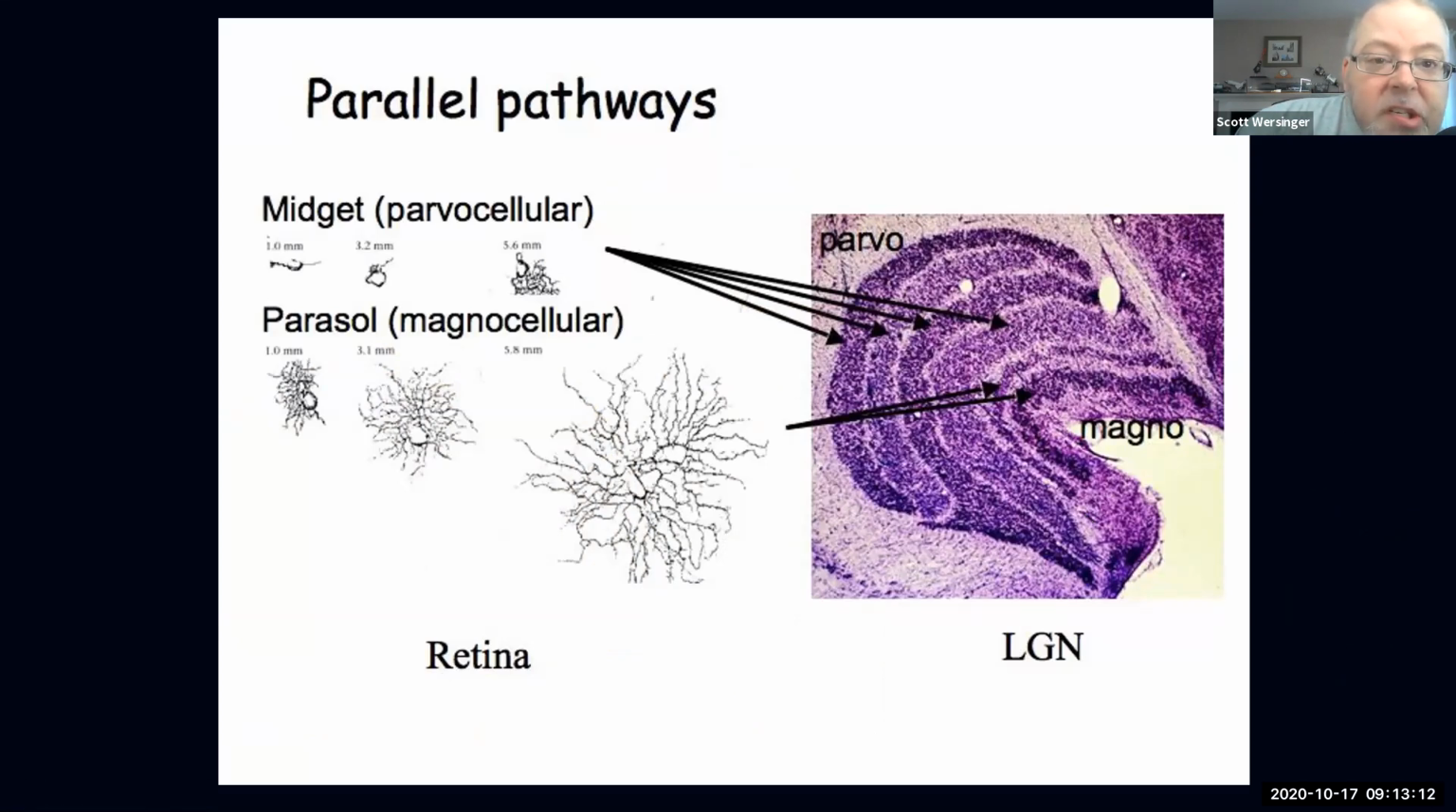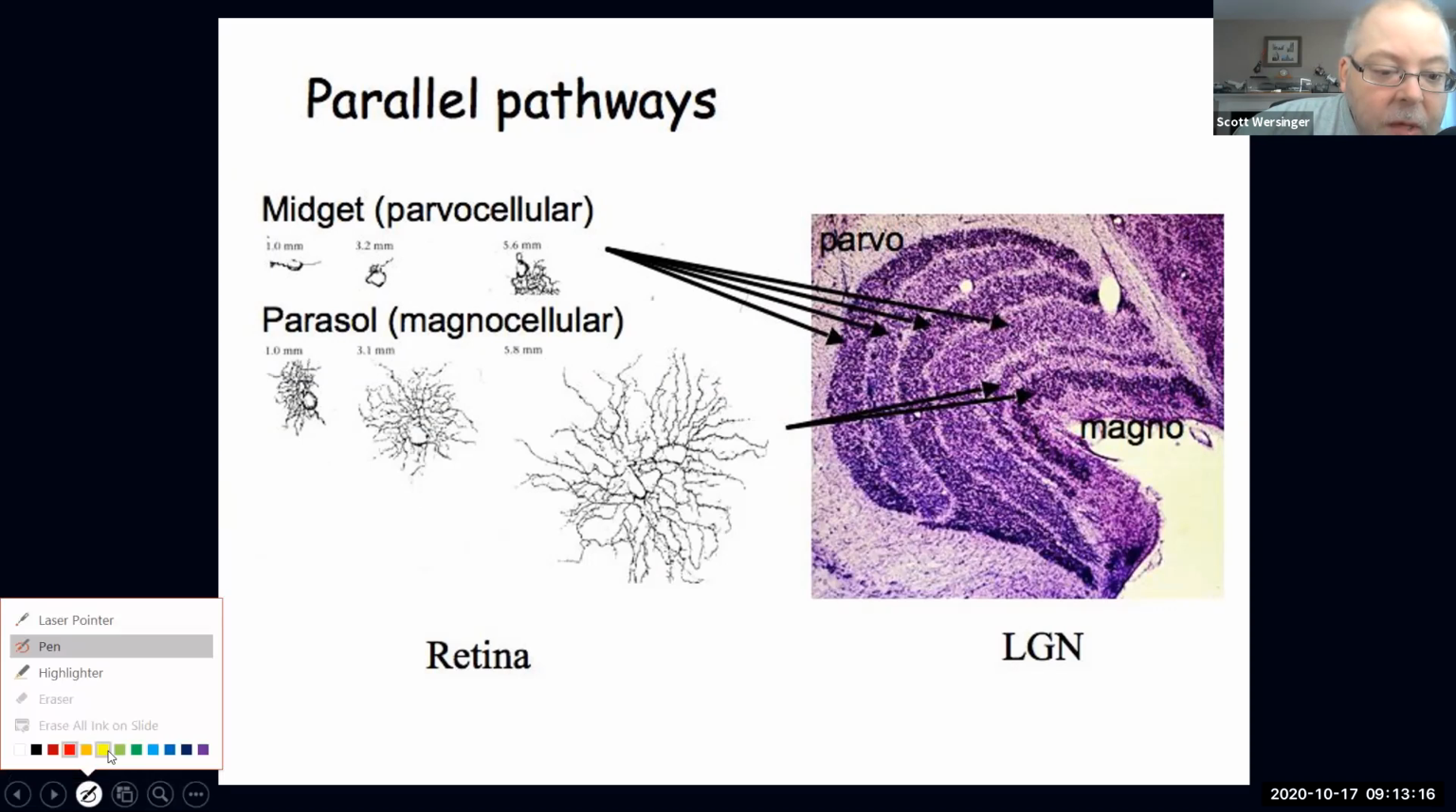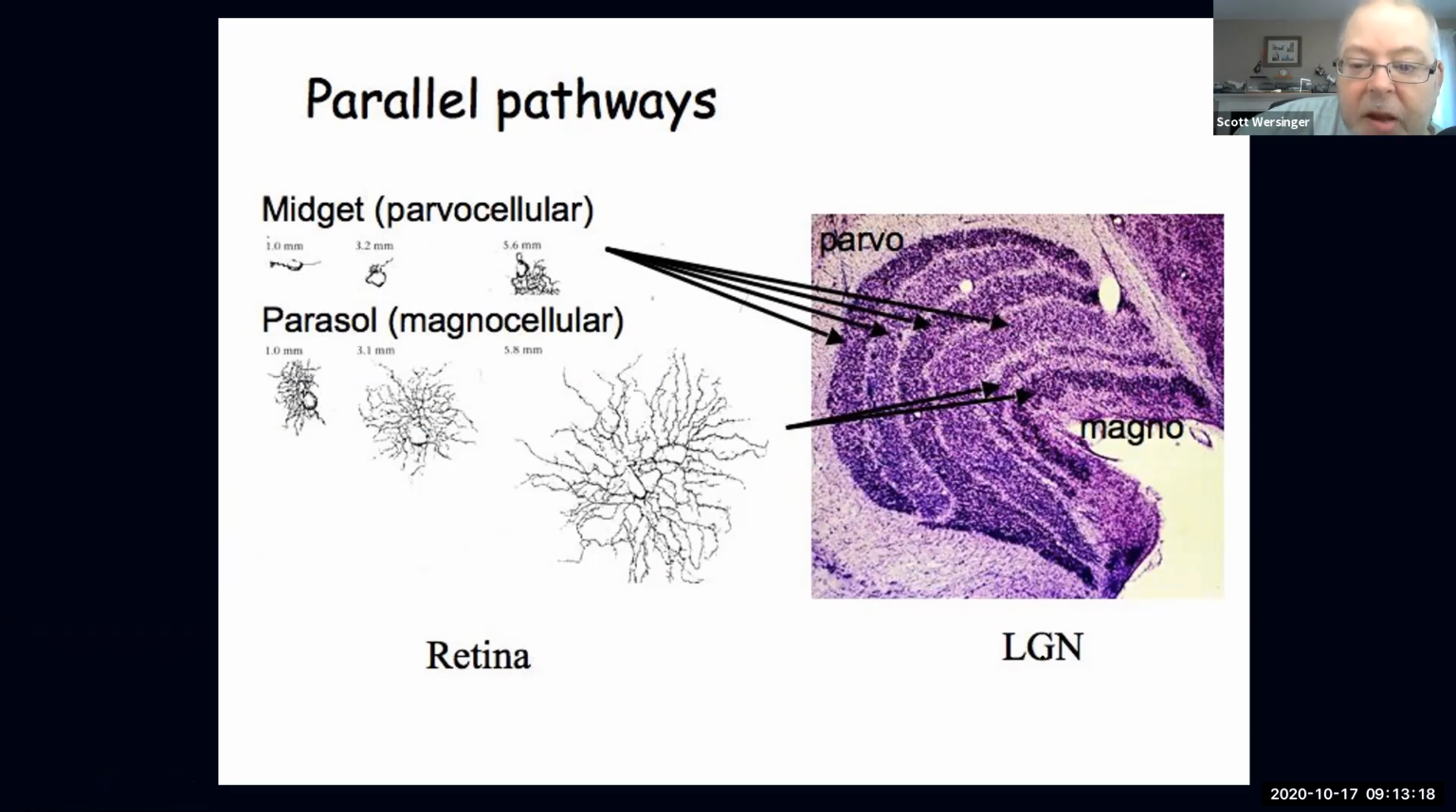Again, this is just showing you another picture of the lateral geniculate nucleus. We can see our magnocellular layers. We can see our parvocellular layers. This is just a nicely stained section, so you can see those layers perfectly.